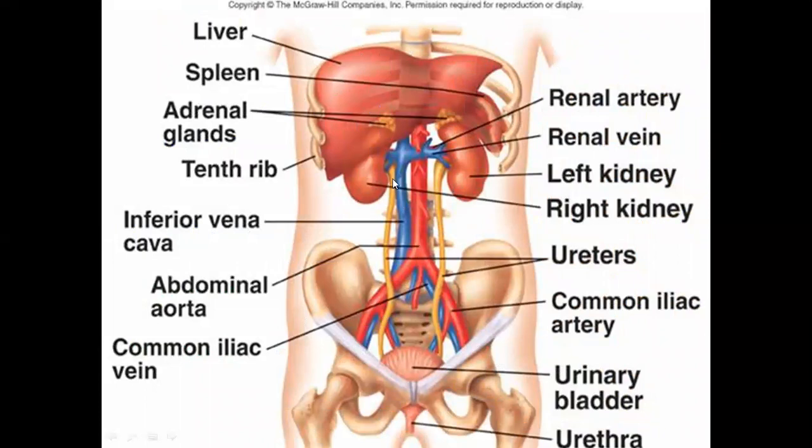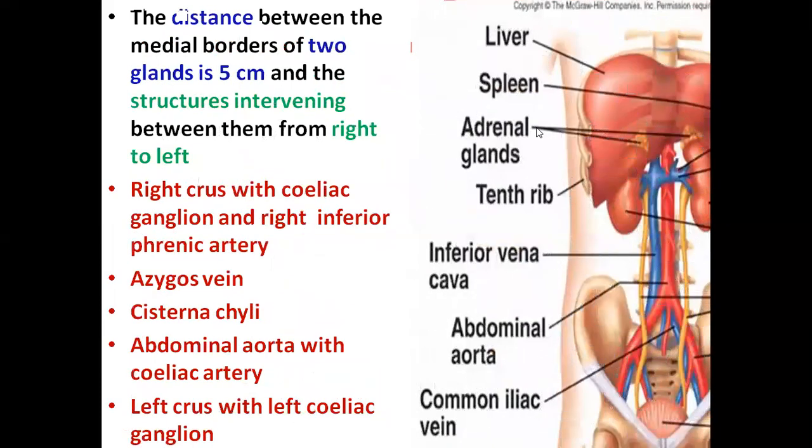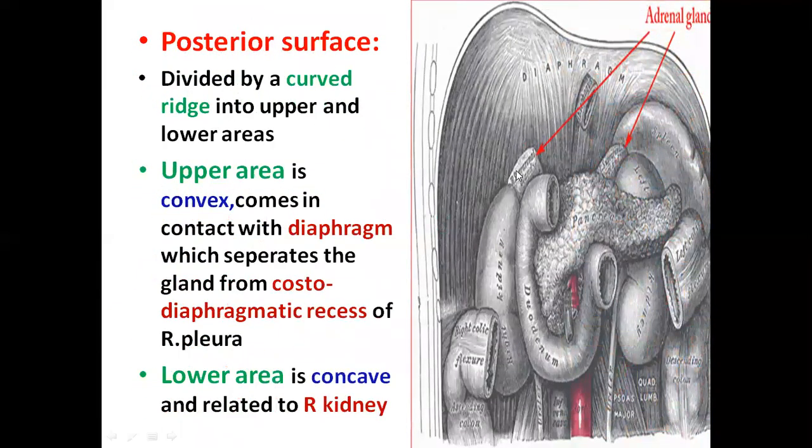You can see anteriorly and medially, it is related to the inferior vena cava. Then towards the right side, the upper half is related to the kidney and the lower half is related to the right coronary ligament. Now coming to the posterior surface, now this is our right suprarenal gland. Posterior surface is divided by a curved ridge into upper and lower areas. Upper area is convex, comes in contact with diaphragm, which separates the gland from postdiaphragmatic recess of right pleura. Lower area is concave and it is related to right kidney.